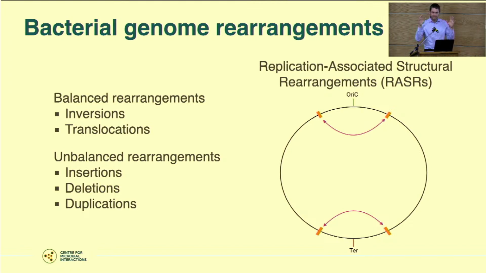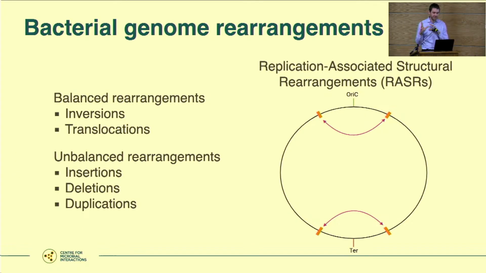But if we think more broadly, we can categorize rearrangements into a couple of categories, which we call balanced rearrangements. So these are things where the total content doesn't change, but things have moved around. So that would be things like inversions and translocations. Or unbalanced rearrangements, so where the content has changed in some way. So that's where you've got your insertions and your deletions and your duplications.